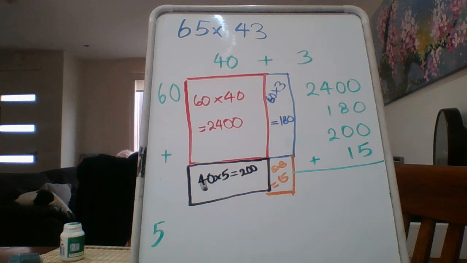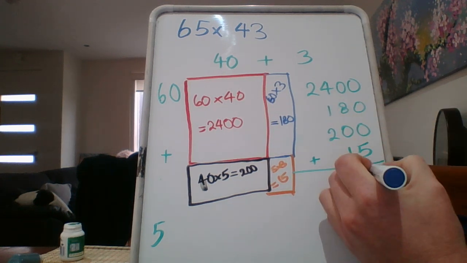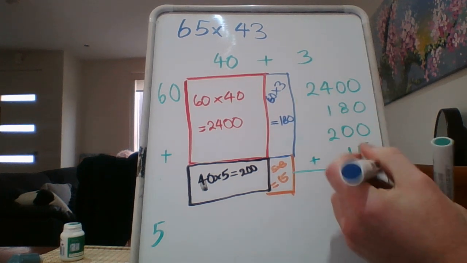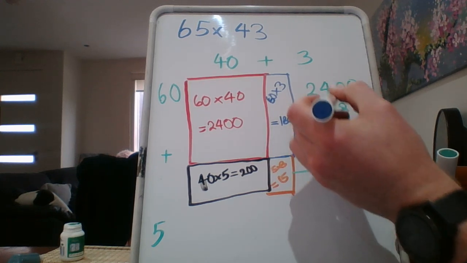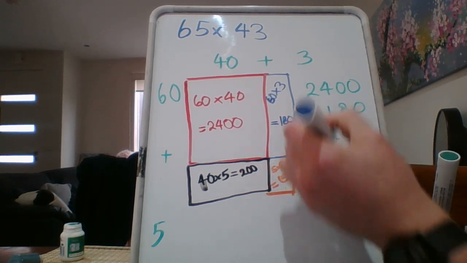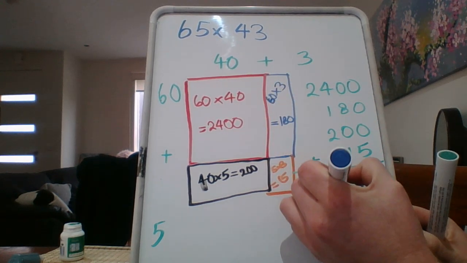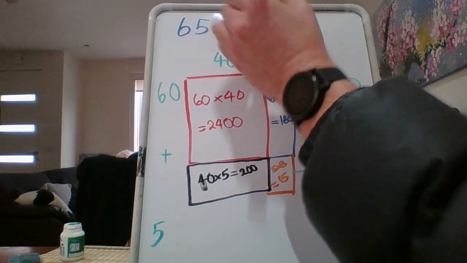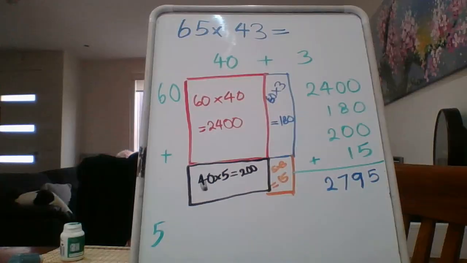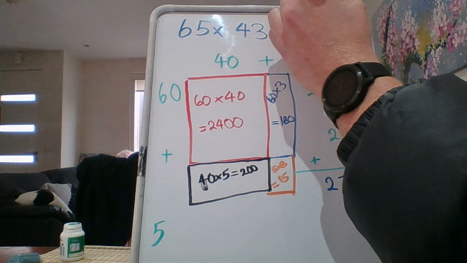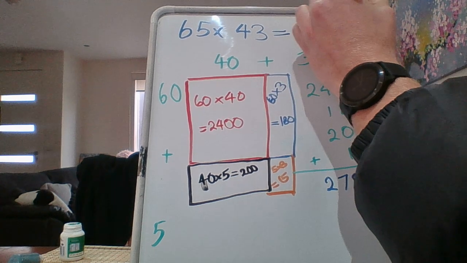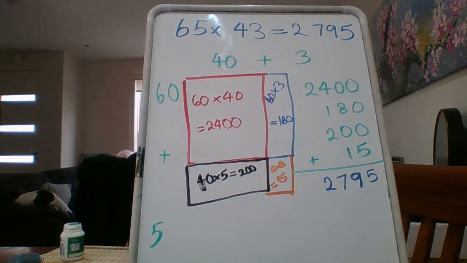So again, in my ones column, I have got 5 squares. In my tens, I've got 8 tens and 1 more makes 9. In my hundreds, I've got 4 and 1 makes 5, 2 more makes 7. And then in my thousands column, there are 2,000 squares. So I could say that the answer for 65 times 43 is this number here, which is 2,795. And there you go.